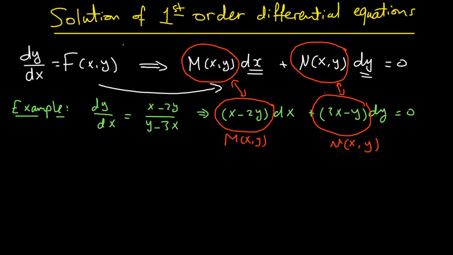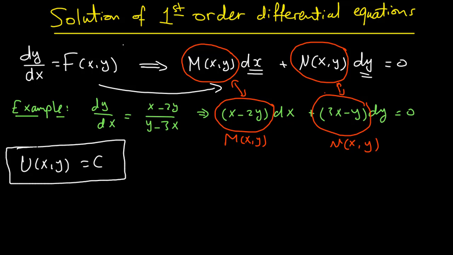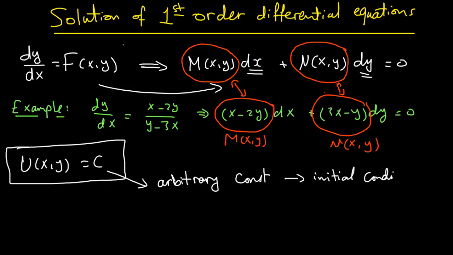Okay, now let's talk about the solution of differential equation. As we know, the general solution of a differential equation contains a number of arbitrary constants equal to the order of the differential equation. And since we are dealing now with first order differential equation, we expect the general solution to have only one arbitrary constant. So let's assume that this is the form of the general solution that we expect from this differential equation. And here this constant c is an arbitrary constant, and this one we usually determine using the initial conditions associated with the differential equation that we are solving.